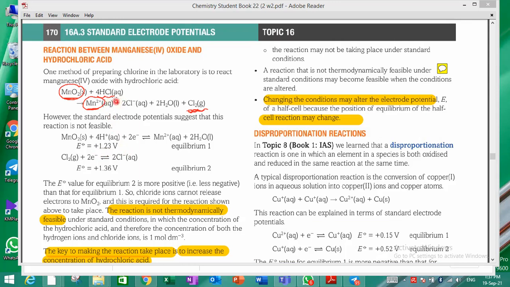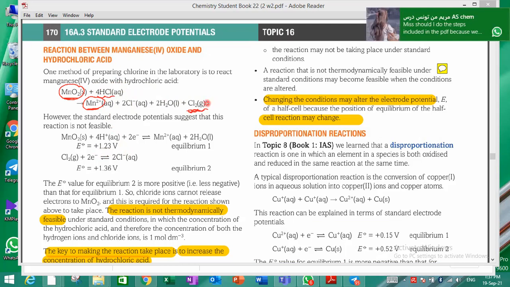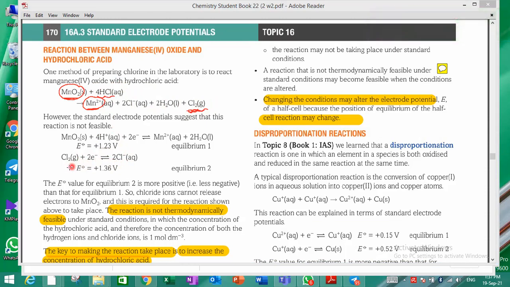Okay, now the other equation is going to relate the chlorine gas with the chloride ions, because HCl is ionic, it will ionize in solution. So we will get a half equation relating the chloride ions with chlorine: Cl2 gas plus 2 electrons gives 2 chloride ions. We get the E naught value to be plus 1.36 volts, and this we call equilibrium 2.